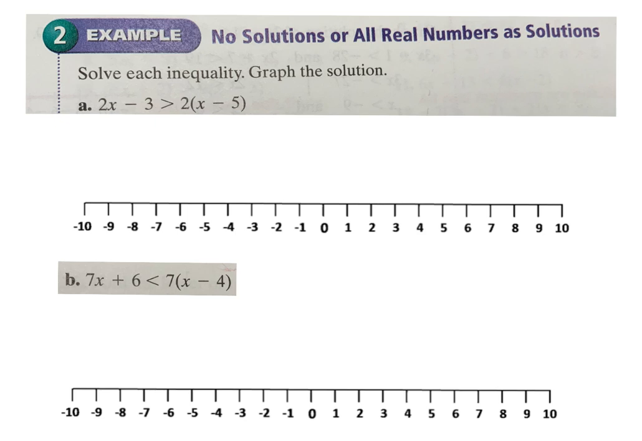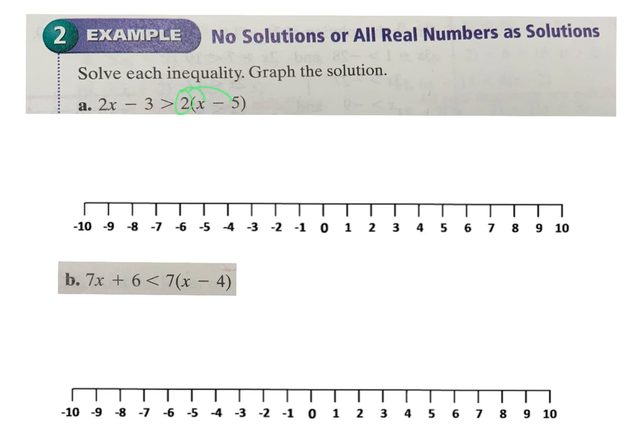You'll get rid of all your variables and you'll just have two numbers. And you're seeing if the statement that you get with the two numbers is true. Well, then it's going to work for everything. If it's false, it's not going to work for anything. That's basically what we're looking for when we get a special case, or when our variables cancel each other out.